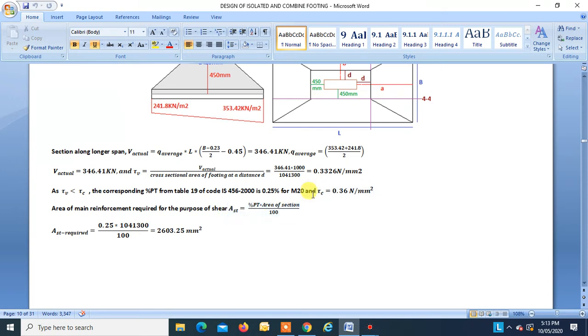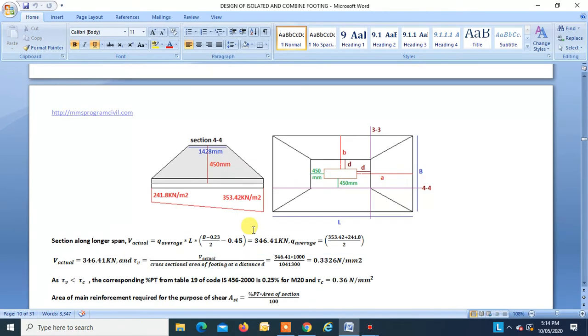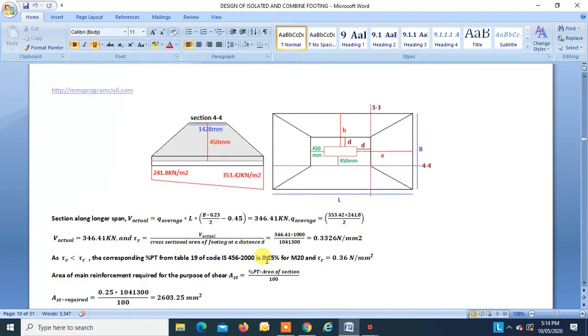We had considered the percentage of steel for this tau c as 0.25, PT. So we will continue with the same percentage of steel. The area of main reinforcement required for the purpose of the shear is equal to percentage of steel into area of section divided by 100. That is 2603.25 mm square. So this is the steel area that is to be provided along width.